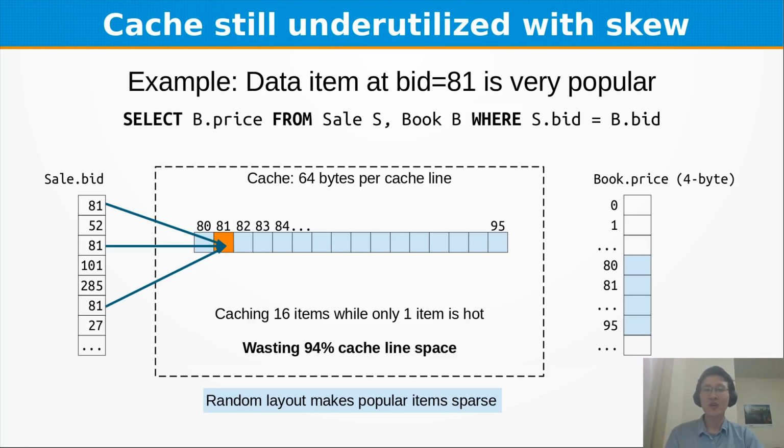For example, when this highlighted item at BID 81 is very popular, the cache line containing this item will be cached, and subsequent accesses will be faster. However, this cache line contains just a single popular item and 15 other unpopular items. This means that we are wasting 94% of the space to store infrequent data. If we don't carefully control the data layout, popular items will be sparse in the price column like this.